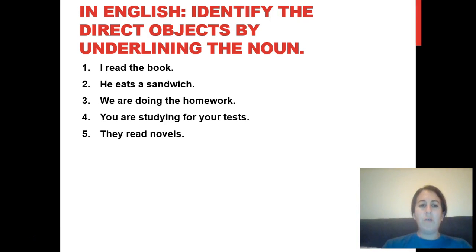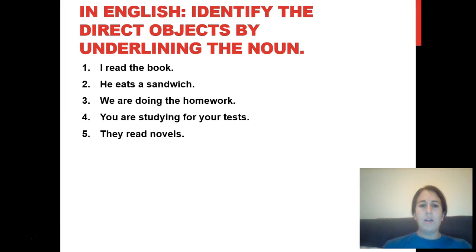So in English, I want you to identify the direct objects by underlining the noun in the sentence. Not the subject, but the direct object. Go ahead and hit pause and see what you do.